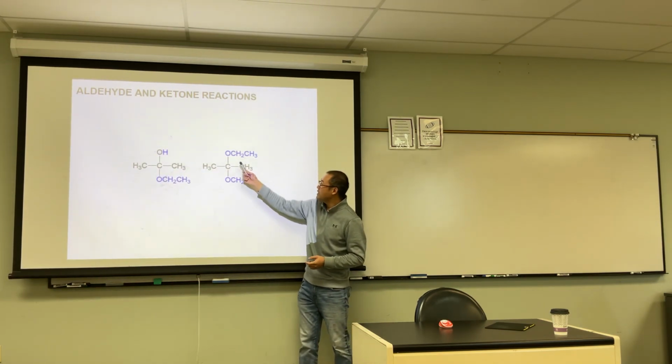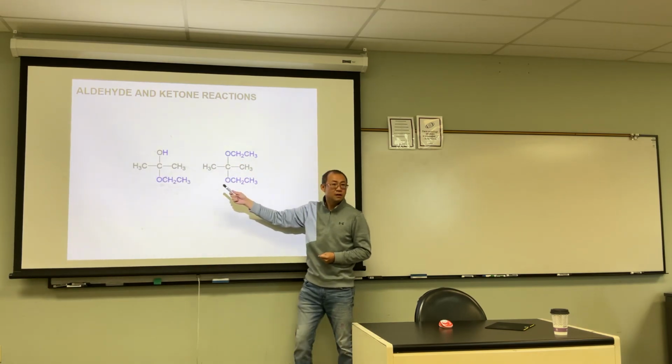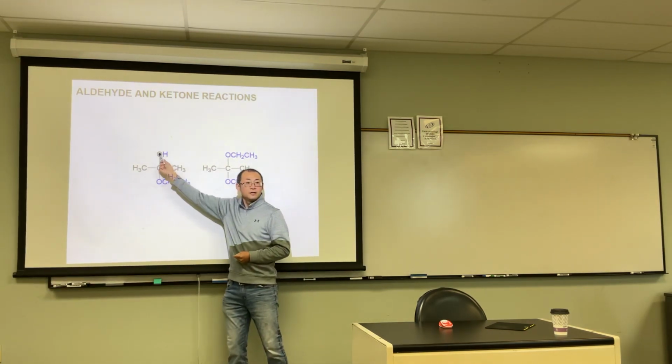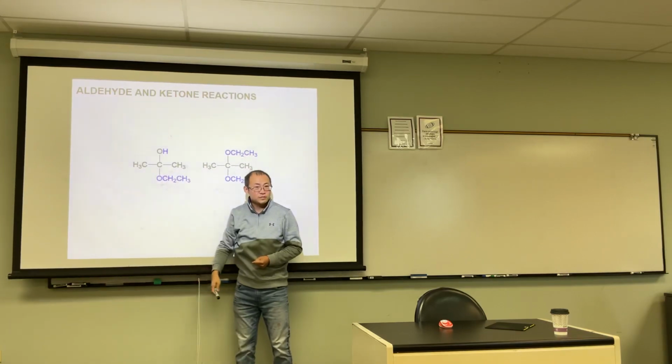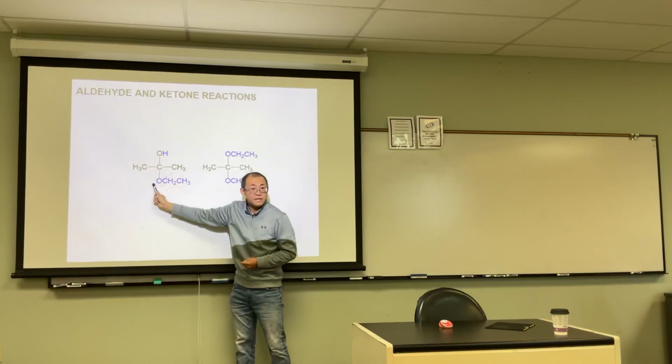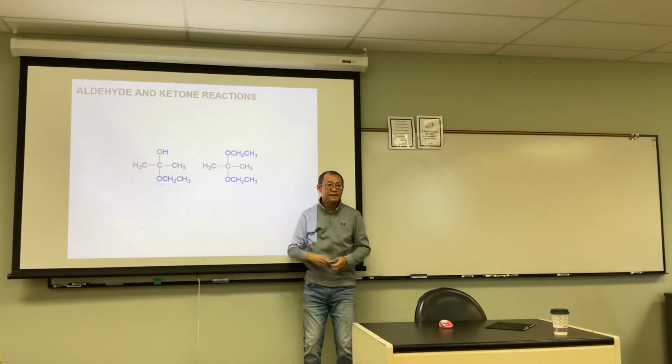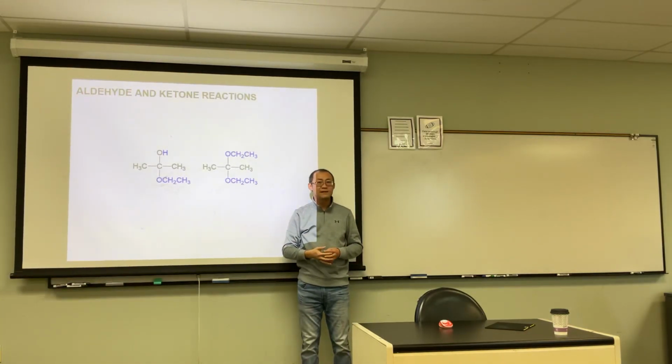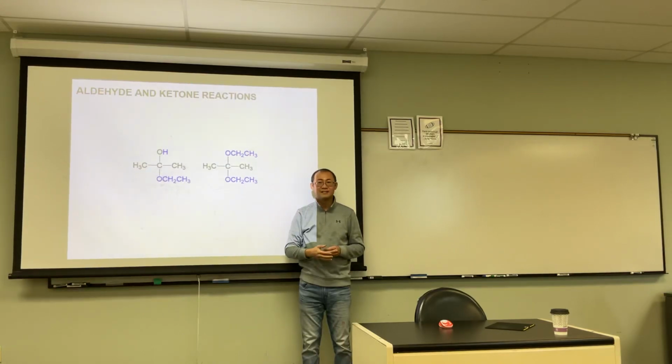And then you keep looking at these two O's. This O is an OH, not an OR. That means this is hemiketal. This is ketal. Does it make sense, guys?